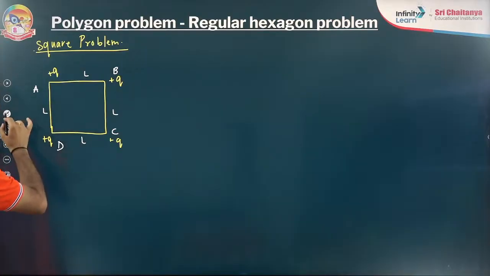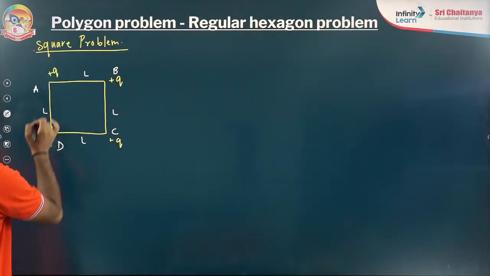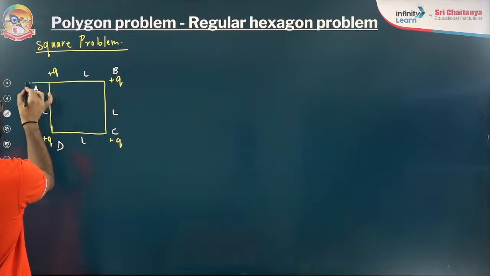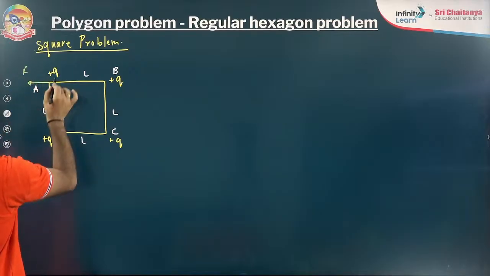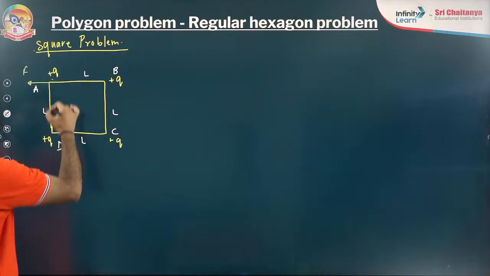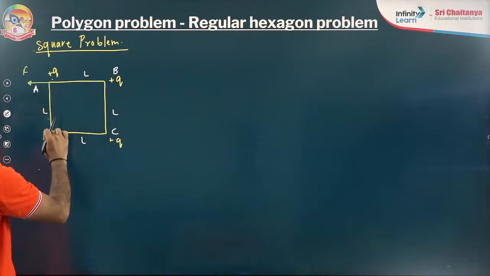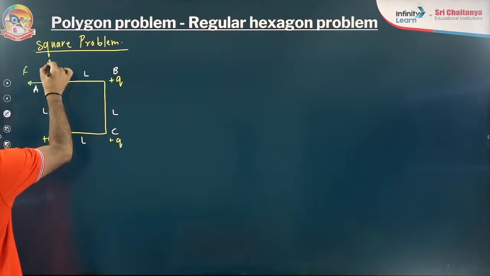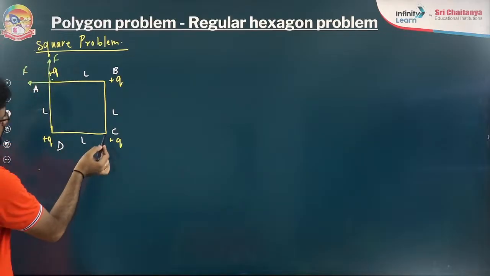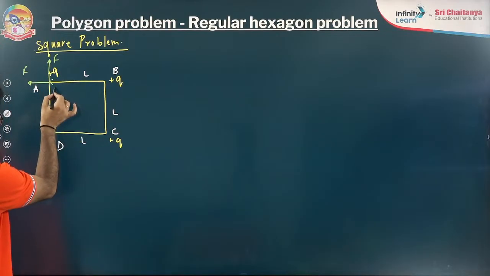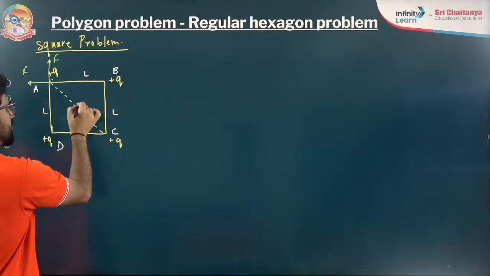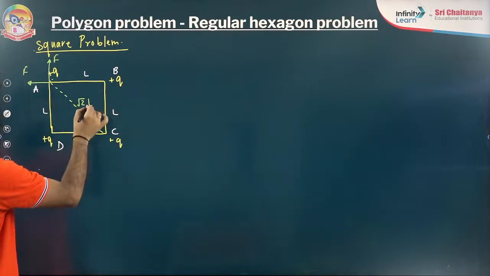Can we solve? Yes, we can solve it. Very basic. Due to B on A, there would be a repulsive force. Suppose this force is F, because the distance from here to here is L and the charges are equal. Similarly, due to D, this distance is also L and the charges are also equal, so this is also a repulsive force F. But due to C, this distance is not L. It is root 2 times L.